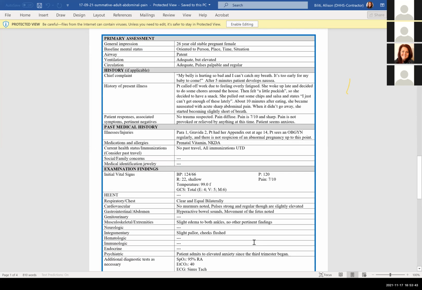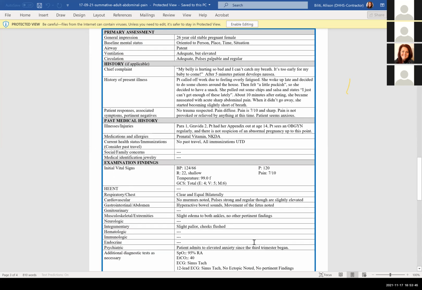So here's the primary assessment page, and this scenario has all these things built into it. If the evaluator needs to provide lung sounds, it tells us here that they're clear and equal bilaterally. If it's not provided, it's not relevant to the scenario. They didn't just leave it off. It's just not relevant to the scenario, and that's okay. But you can see how robust the scenario is.